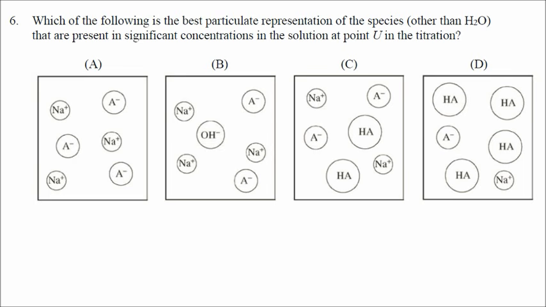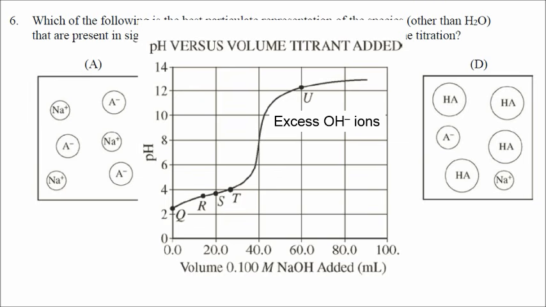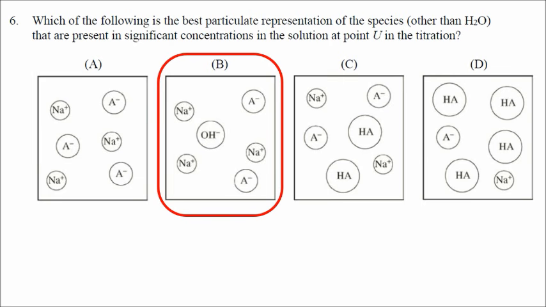Number 6, if we are at point U in the titration, we're beyond the equivalence point, we're looking for excess hydroxide ions. So the correct answer is B.